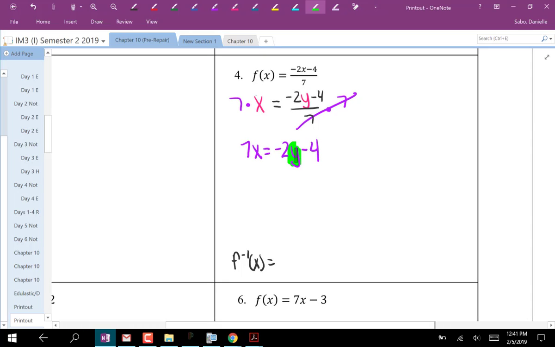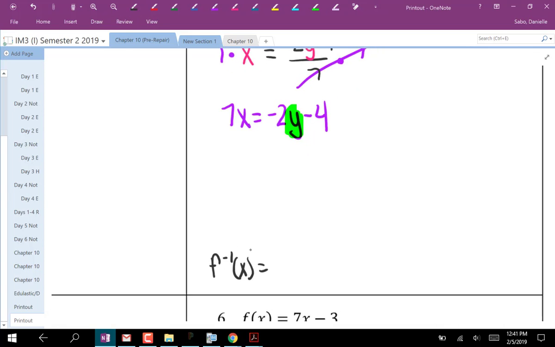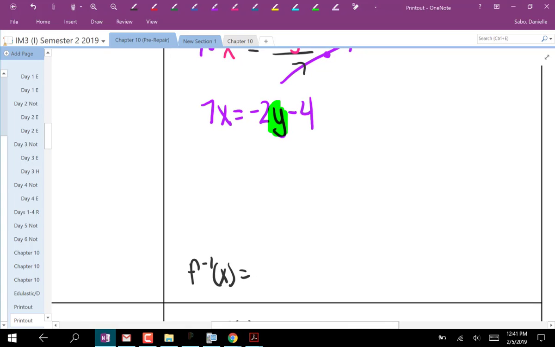So would I add the 4 first or divide by negative 2? Which one would be the first step if you were solving for y? I would add the 4. Add 4, add 4. Because again, the goal is to undo everything until y is alone. Now, remember, I put the 4 off to the side because you can't add those together. I see that so many times. So I get 7x plus 4, you just rewrite it, is equal to negative 2y.